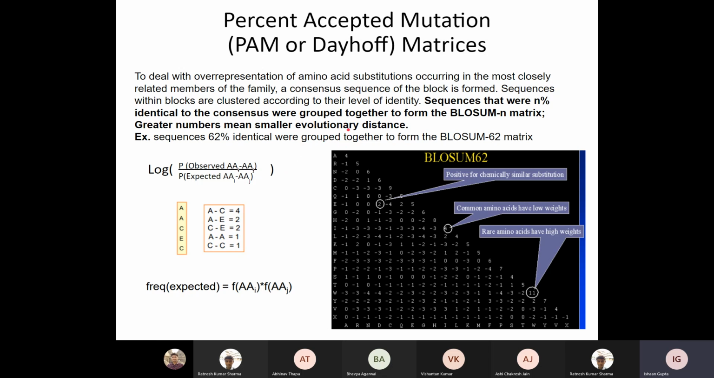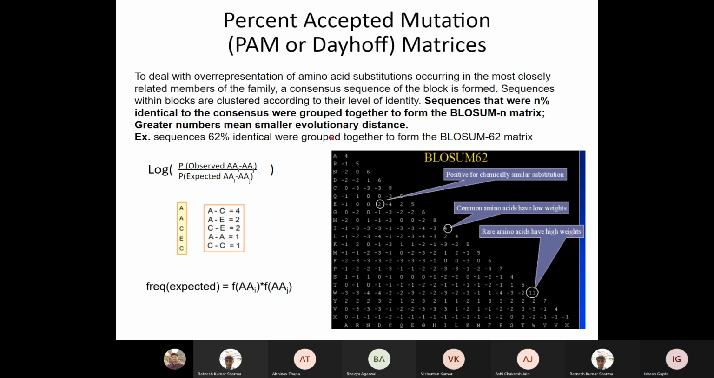Sir, I have a question. A smaller number means there is a larger evolutionary distance between the proteins. A larger number means that the underlying proteins or blocks used to make this BLOSUM matrix are more similar to each other, with a smaller evolutionary distance.